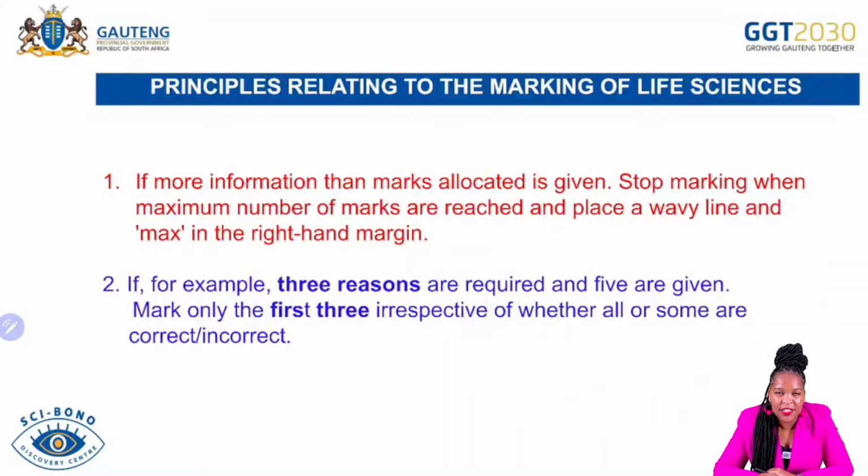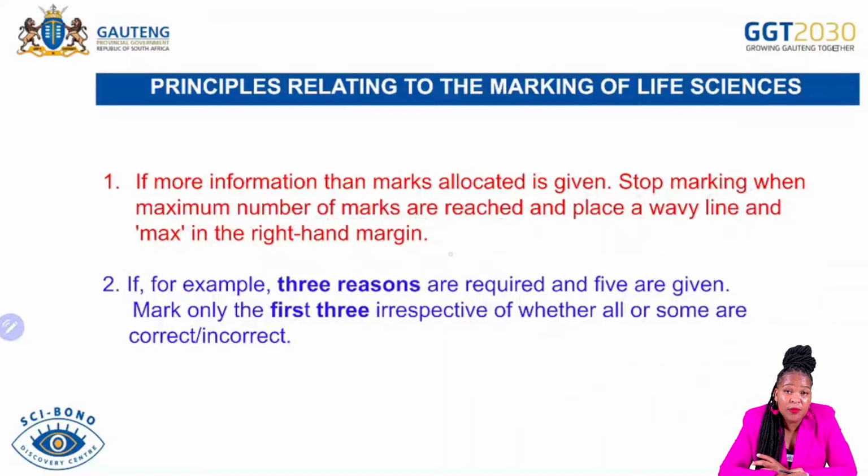So all life sciences papers are marked according to these principles that are found in the marking guidelines. So what are these principles? Let's check. You check them, you know them, so that you avoid making mistakes, because then you are going to lose marks. The first one: if more information than marks allocated is given, you stop marking when the maximum number of marks are reached and place a wavy line and "max" to the right.